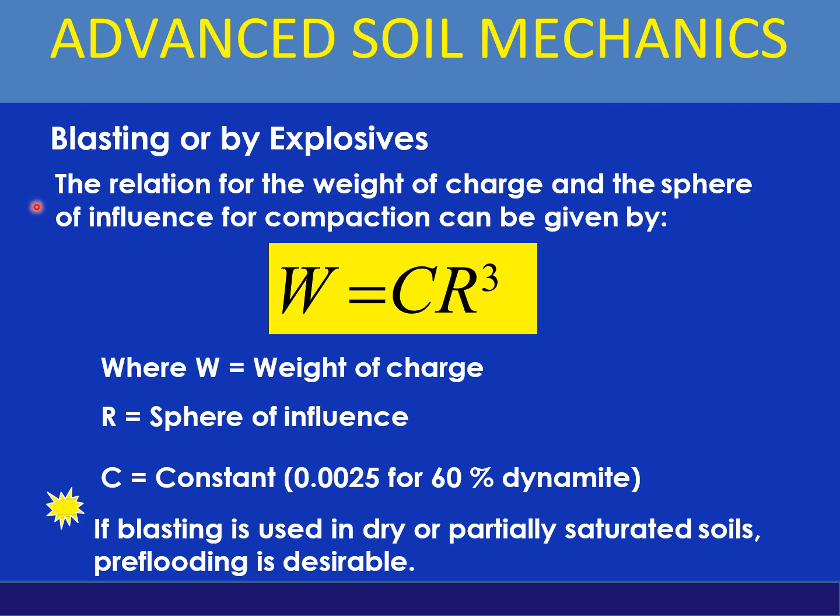The relation for the weight of charge and the sphere of influence for compaction can be given by this, where W is the weight of the charge, R is the sphere of influence. Basically, when we use this technique, a theoretical circle will be developed in the horizontal direction, and this R is the radius of that circle. C is the constant, that is 0.0025 for 60% dynamite. If blasting is used in dry or partially saturated soil, pre-flooding is desirable. This is a very, very important point.